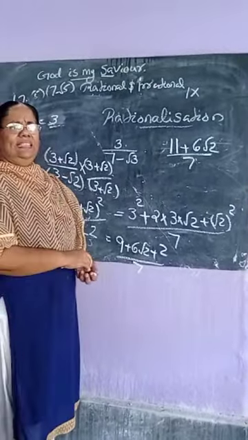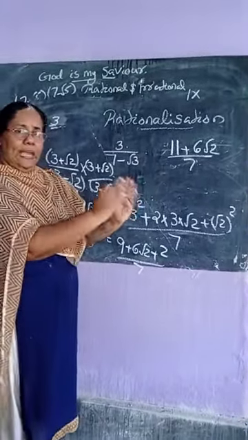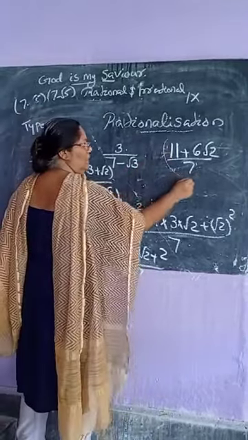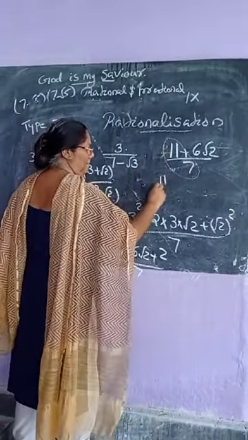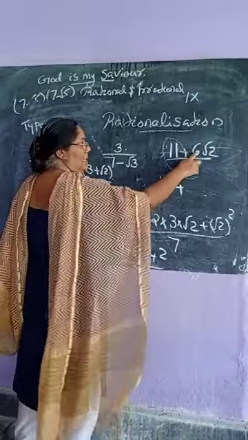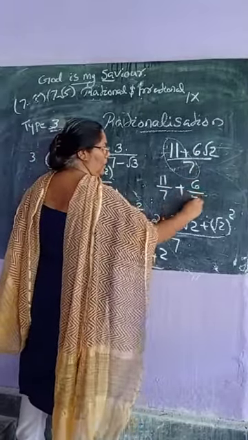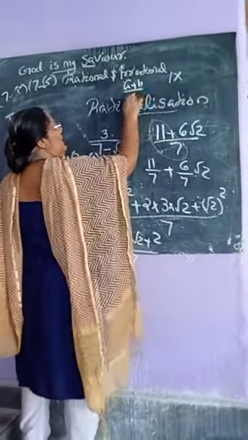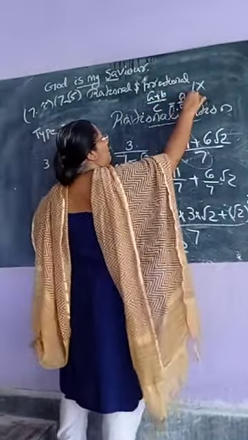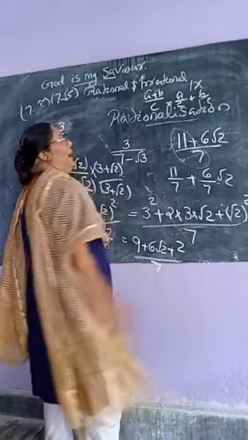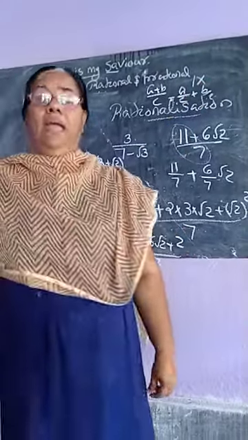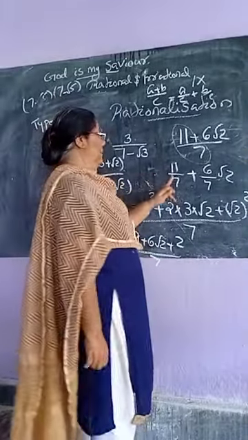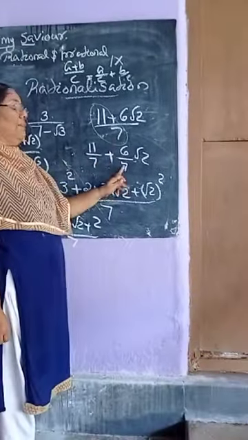We can write this as, separate the number and the irrational part separately. We can write this as first 11 by 7 plus second 6 by 7 root 2. That means in maths, a plus b by c we can write as a by c plus b by c. A plus b by c, how can you write? A by c plus b by c. Therefore, this is 11 by 7 plus 6 by 7 root 2.